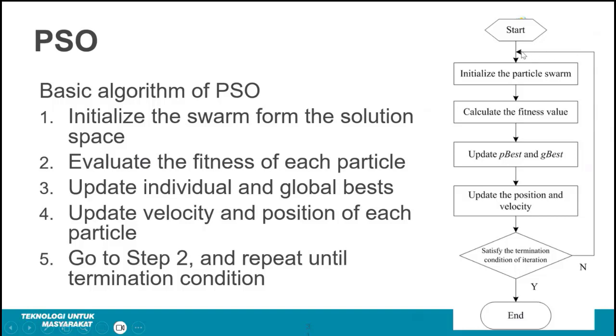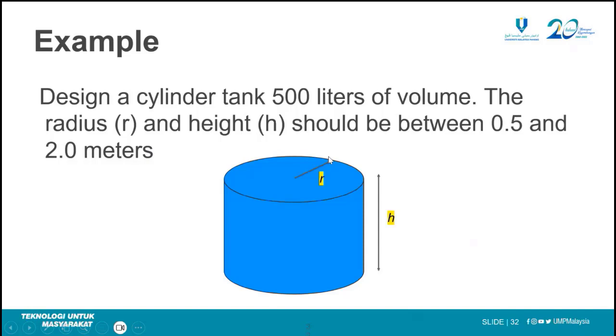So it will not go to the initialization, but it will go to the fitness. Okay, evaluating the fitness. For example, design a cylinder tank with 500 liters of volume. The radius R and height h should be between 0.5 and 2 meters. So now we want to design a cylinder tank. The volume must be 500 liters, and the radius and height are between 0.5 and 2 meters.